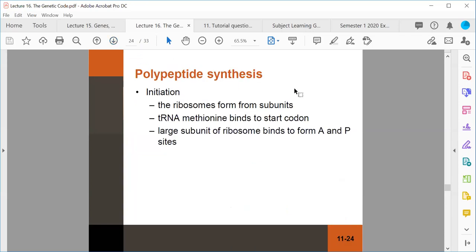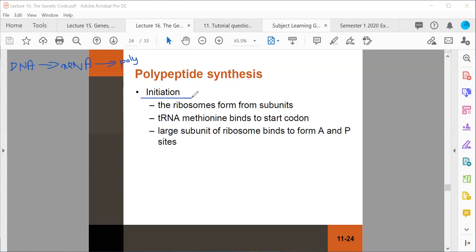Okay, now we can actually look at the process of translation. How does translation occur? Okay, so remember, DNA is transcribed into messenger RNA, and that is translated into a polypeptide. Okay, so we're looking at translation now.